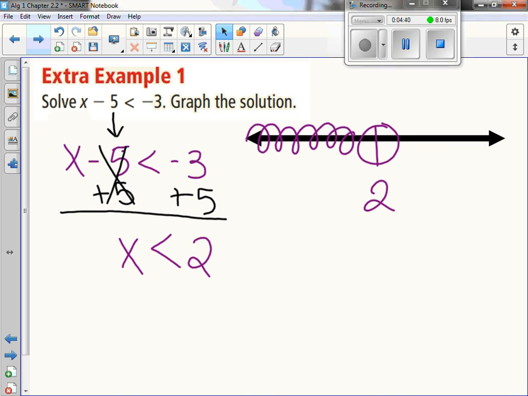Questions on either one of these here so far? Any questions on any of these so far? All right, going the wrong direction.